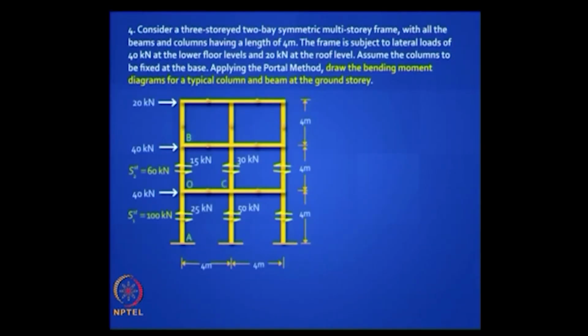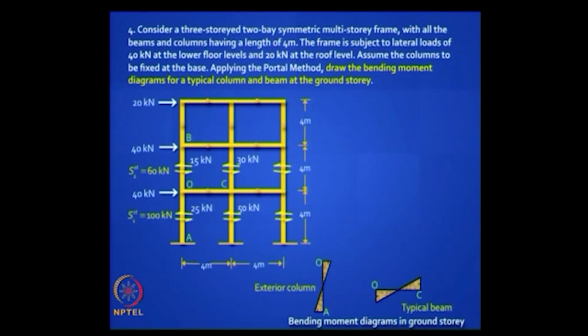This is all that you have to do. So 60 kilonewton is shared in the ratio of 15:30:15, it should add up to 60. 100 kilonewton in the ground story is in the ratio 25:50:25. After this it's child's play, that is it. The moment in the exterior column is 25 into 2 meters, that is 50.